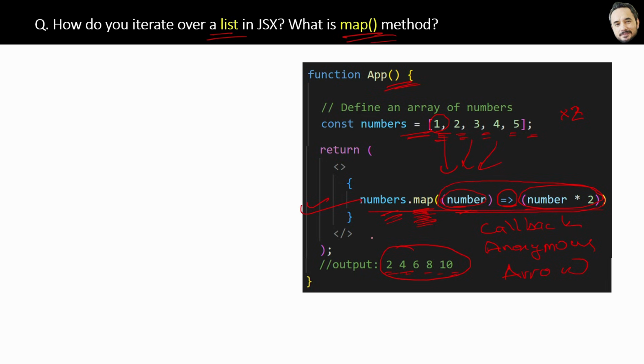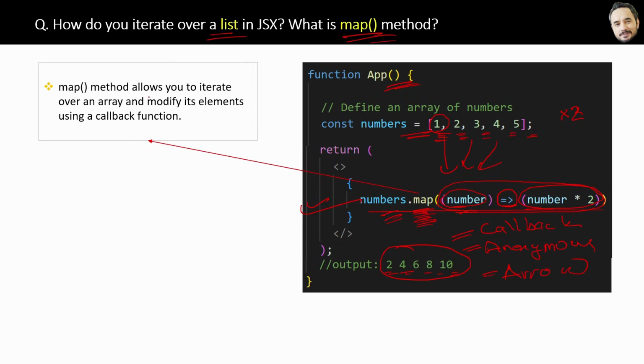All this is happening just inside a single line of code, and that is the beauty of this map method. Now, if you have any doubt about the callback function, arrow function, or anonymous functions, then you can refer to my JavaScript essentials session for React, because there I have covered these concepts in detail. All right, the final answer is: the map method allows you to iterate over an array and modify its elements using a callback function. That's it.